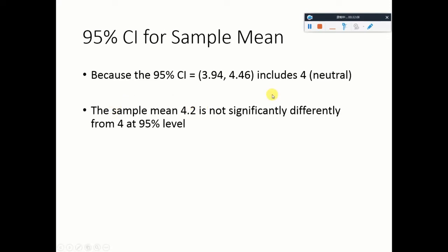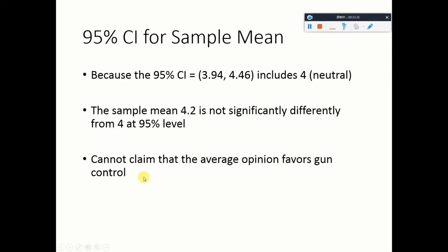If you draw a different sample, you could very well have a sample mean of 4 or 3.9 or 4.2. You don't know. So that's why we say 4.2 statistically is not different from 4. So then we cannot draw the conclusion that the average attitude toward gun control is in favor of the issue.